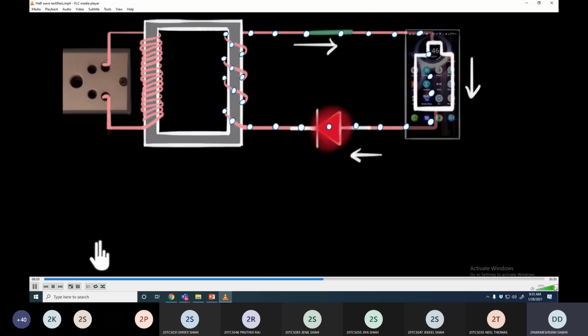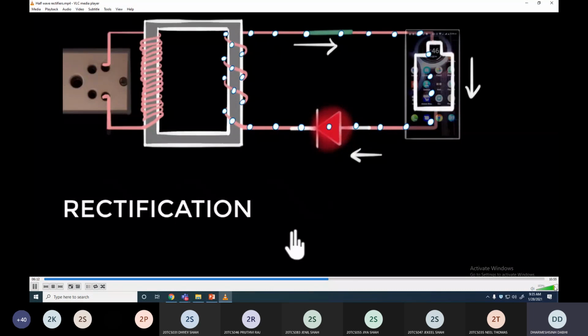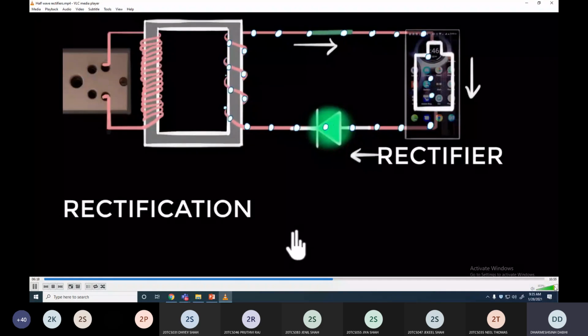And so now we have successfully converted AC to DC. This process in electronics is called rectification. And the circuit is called a rectifier. So this diode itself is a rectifier. It's something that converts AC to DC.